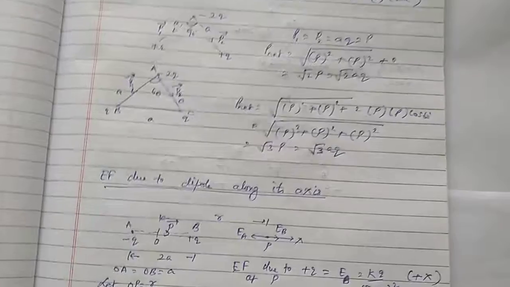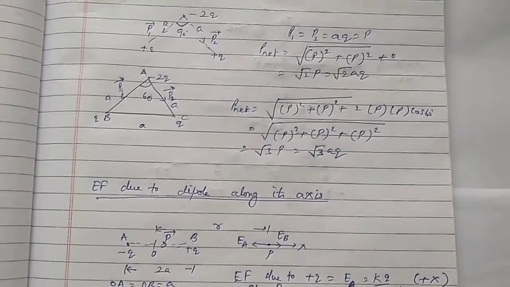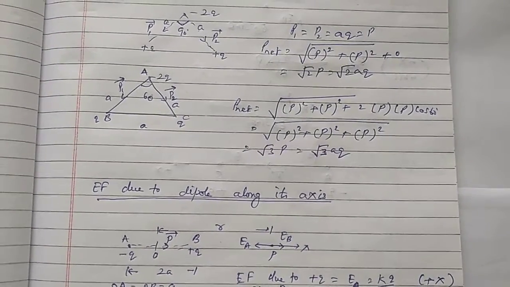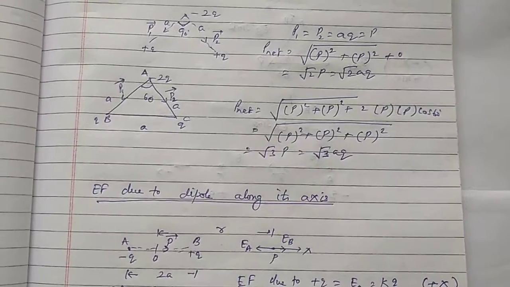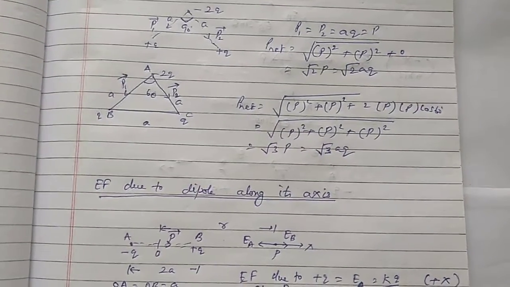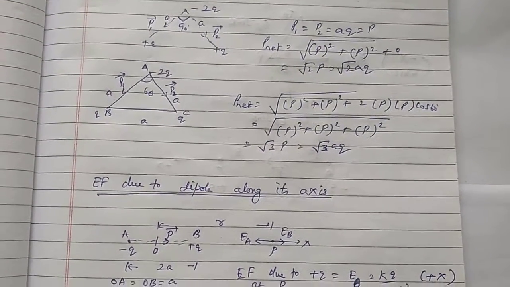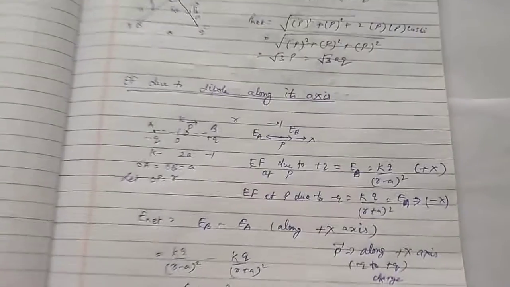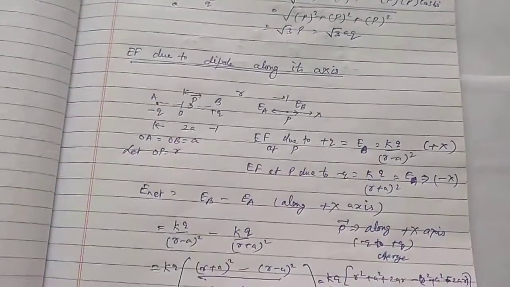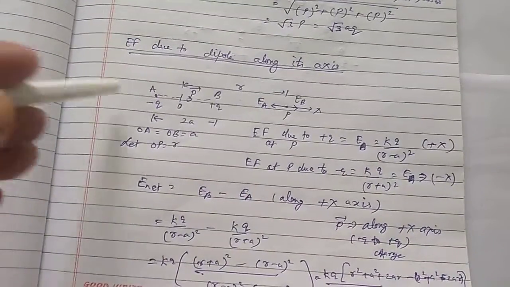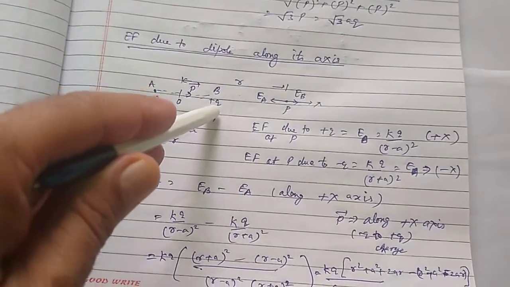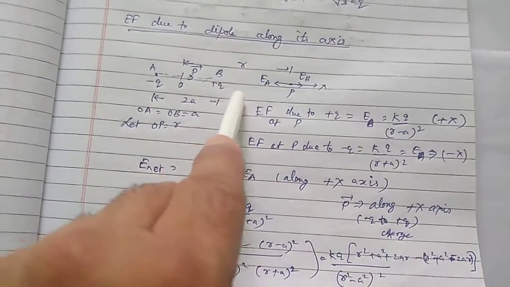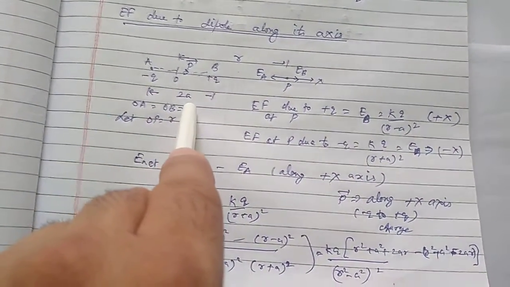So it means you can be asked this type of question. So you must see to it. Now I am going to do one derivation: electric field due to a dipole along its axis. So let us take, I have a charge minus q and plus q of a dipole, and they are separated by a separation 2a.